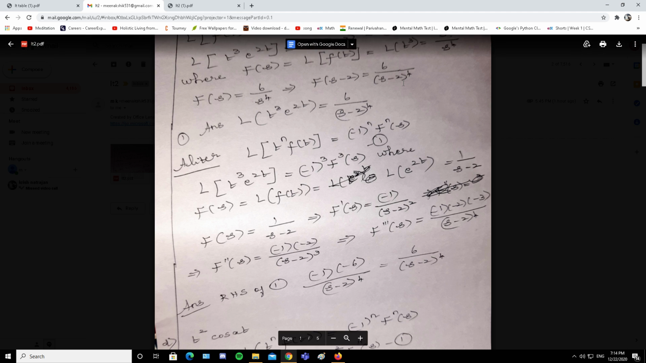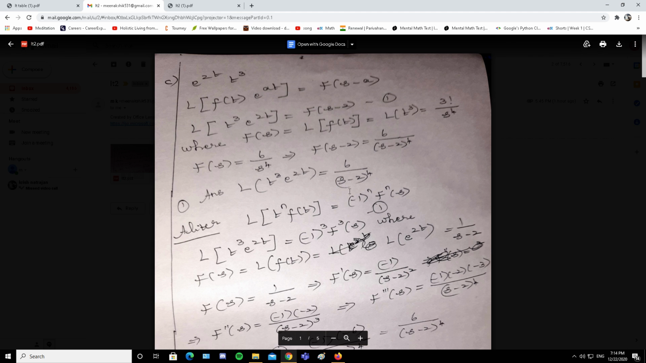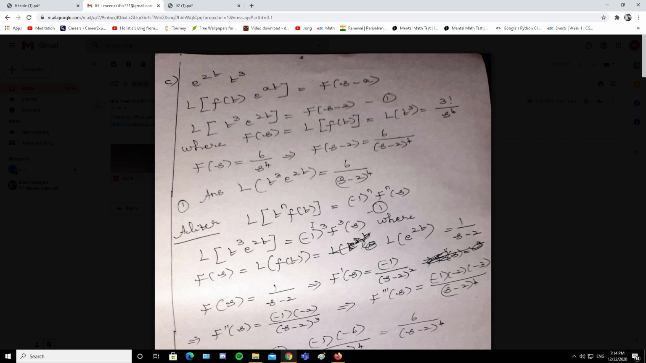So we have the same answer using the shifting property as well as the transform of derivative. But if you have a choice, go for shifting property. You will find shifting property easier compared to using the transform of derivative, because finding the derivatives sometimes will take more time.